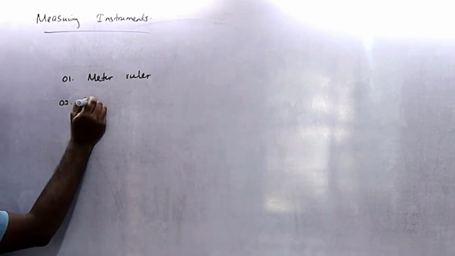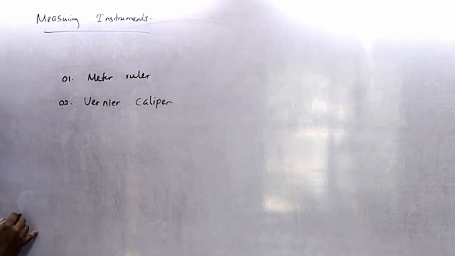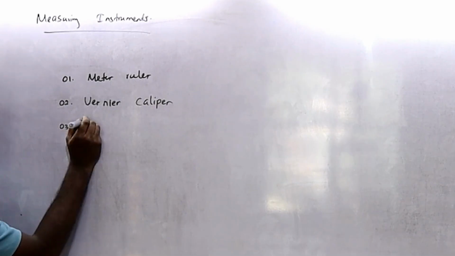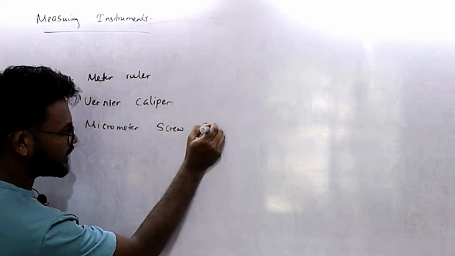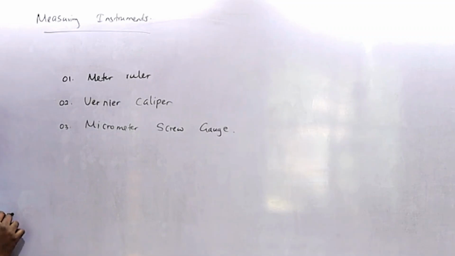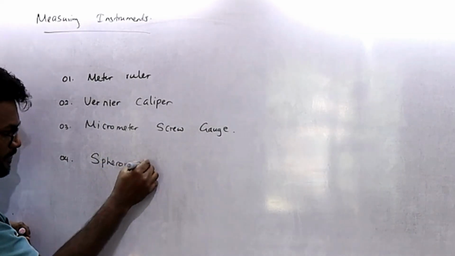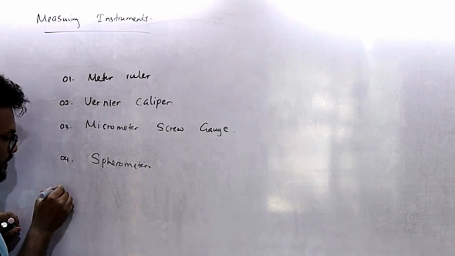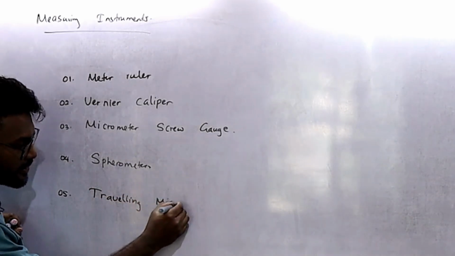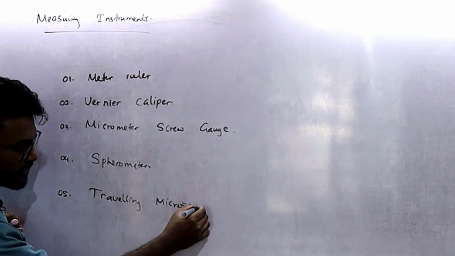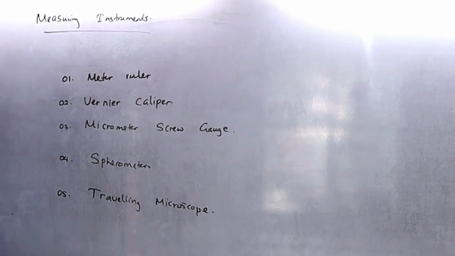The second one is something called the Vernier caliper. The third one is the micrometer screw gauge. The fourth one is something called the spherometer. And the fifth one is going to be the traveling microscope. So these are the 5 measuring instruments, and they are only involved in length measurements.